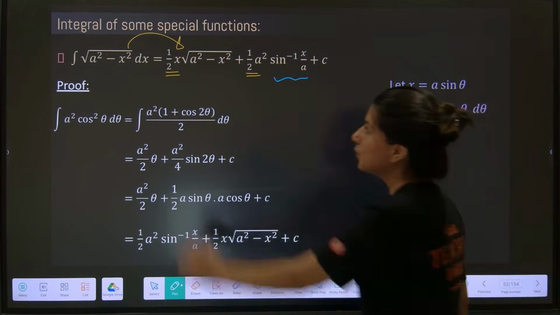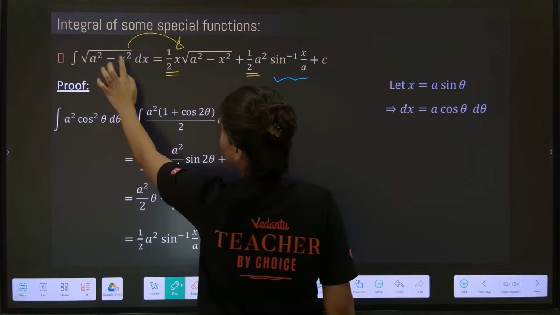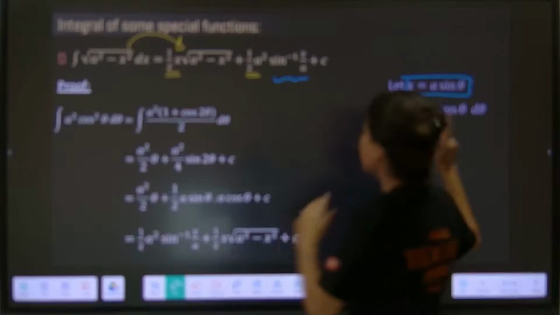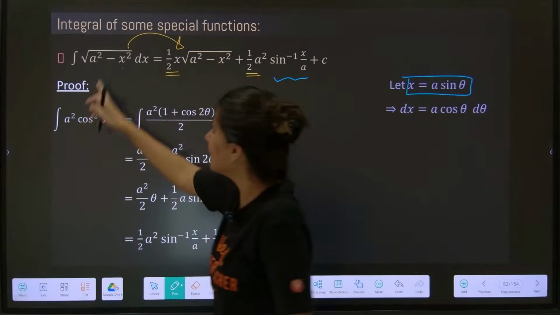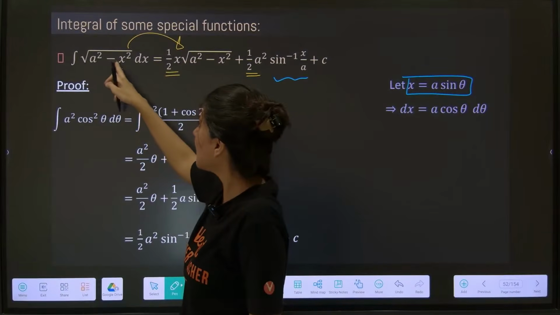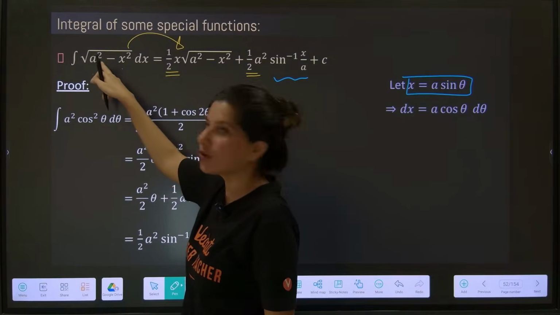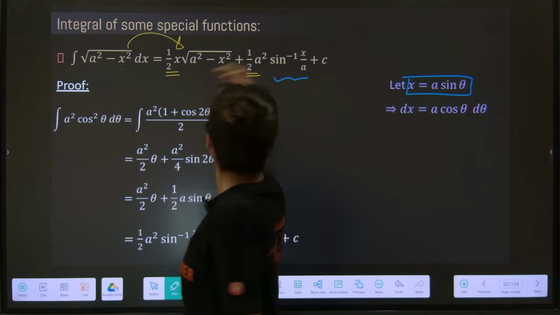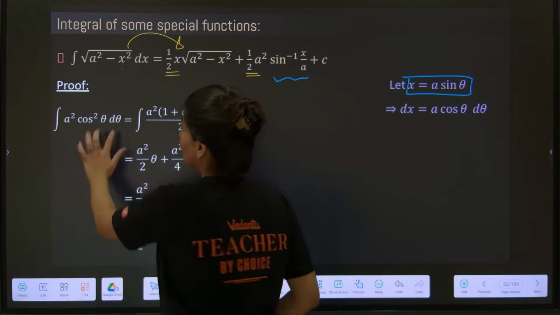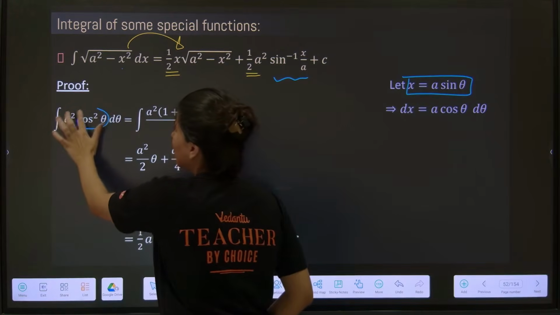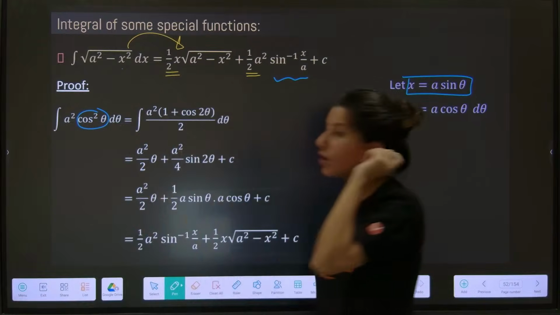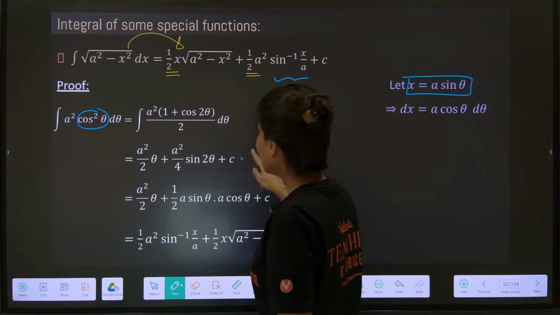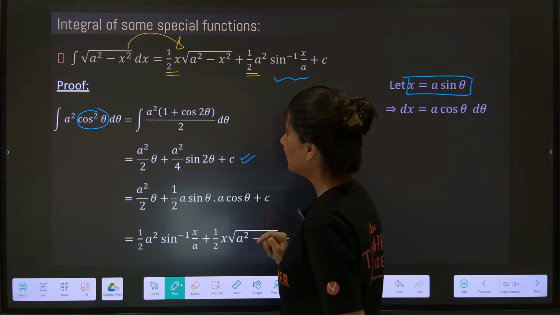Okay, how to solve it? A square minus x square, just put x equals a sine theta and dx will be a cos theta d theta, and convert this. So this is going to be a square minus x square, which is 1 minus sine square, which is cos, and one more cos from the dx. So this is how it is. Cos square theta integration will be done by the formula 1 plus cos 2 theta by 2. Okay, and this is how it is going to be.